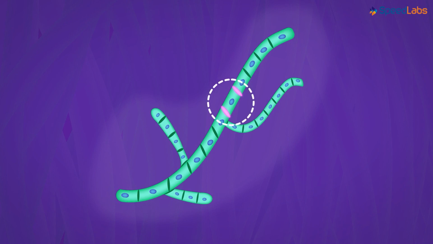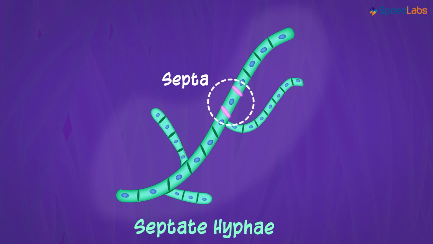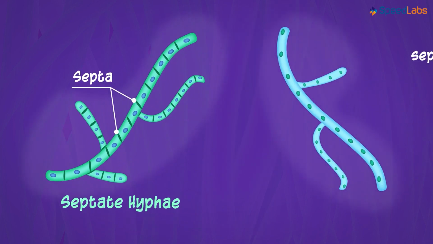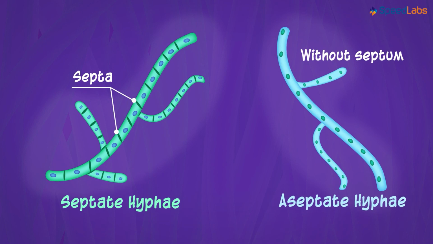Some fungi have hyphae that have partitions. These partitions, as we can see here, are called the septa or singular septum. So such types of hyphae are called septate hyphae. Now can you guess the next type? They will be without the septum. In many fungi, you find no partitions in the hyphae. These are called aseptate hyphae. Another name for such type is cenocytic hyphae.